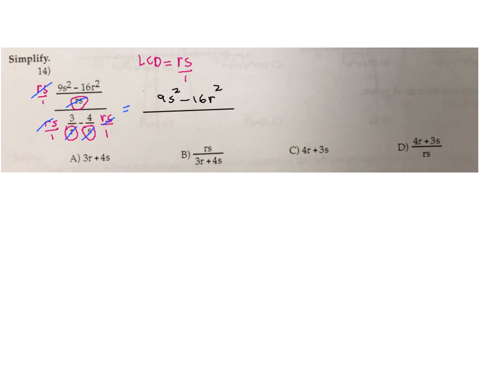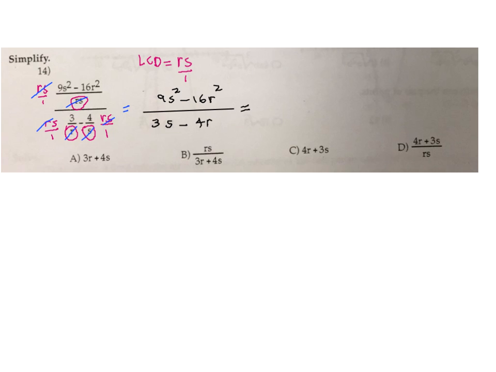The bottom of the fraction, the first term would give me what? Just 3s, no fraction. Minus the next term gives me 4r. See, by multiplying by LCD, in one step, you eliminate all those extra fractions. You don't have a complex fraction anymore. So what would be the next step here? To reduce. To factor, very good.